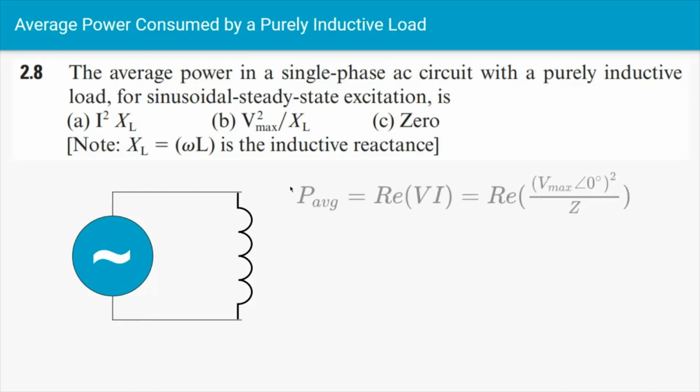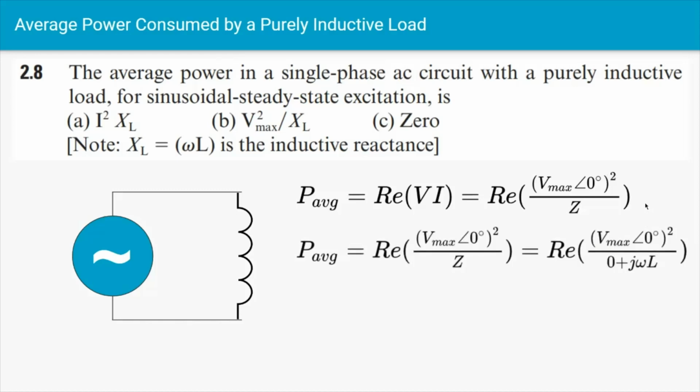So to actually find the average power, let's remind ourselves that P, the real power, is going to be the real part of the voltage multiplied by the current. And what is the current but the voltage divided by the impedance? So since I equals V over Z, we have V squared up top, and I'm writing that as a phasor with V max as the magnitude and 0 as the angle, squared. And then we have the impedance on the bottom.